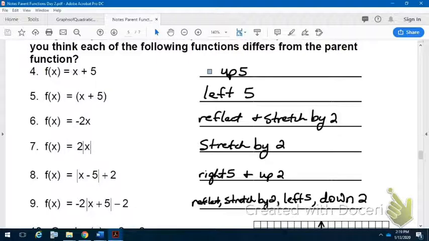Okay. So these follow the same exact rules as all these other things we've done. And that's one thing with this parent function unit. I want you to see that they're all the same. Once you know the basic shape of the function, what causes them to go left, right, up, and down is the same for every single one of them.